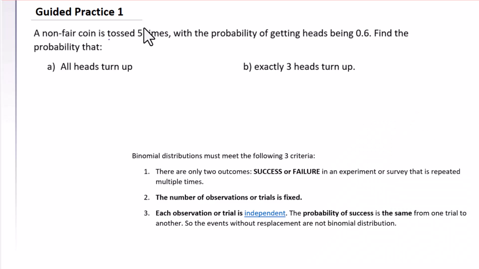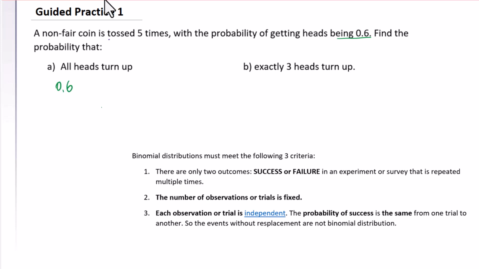This lesson is about an intro to binomial distribution. A fair coin is tossed 5 times, with the probability of getting heads being 0.6. Find the probability that A, all heads turn up. We already learned how to do question A.